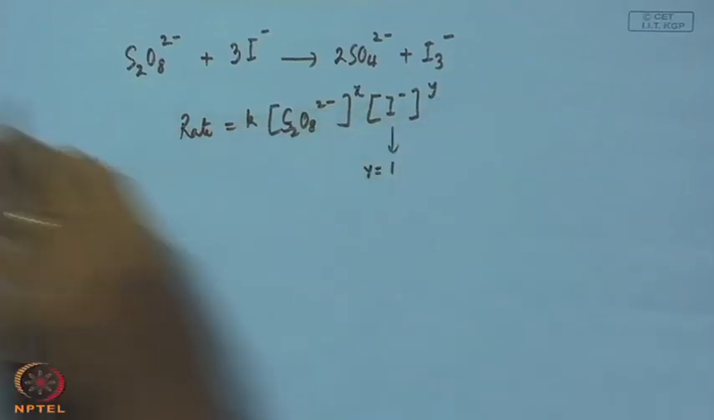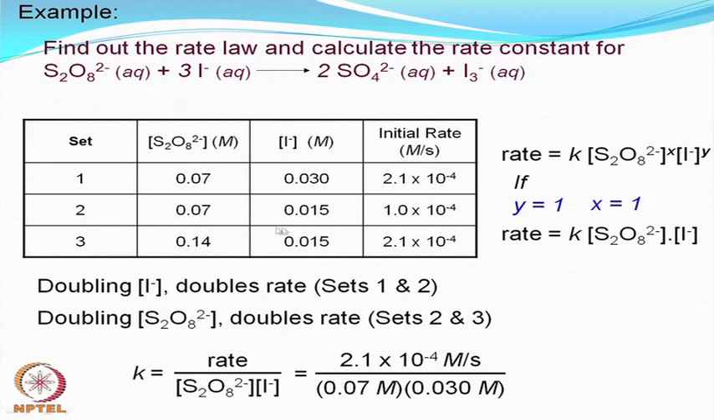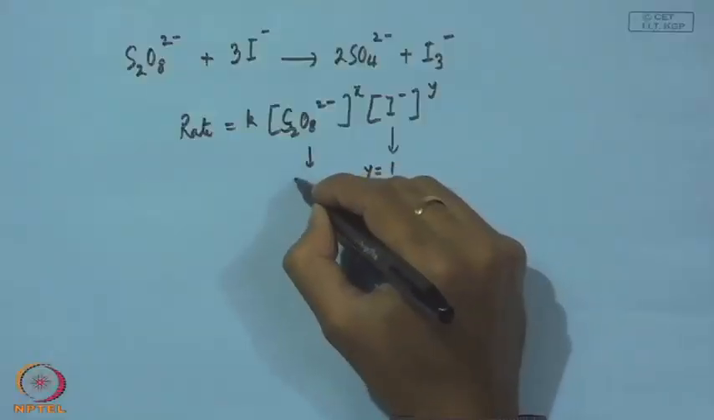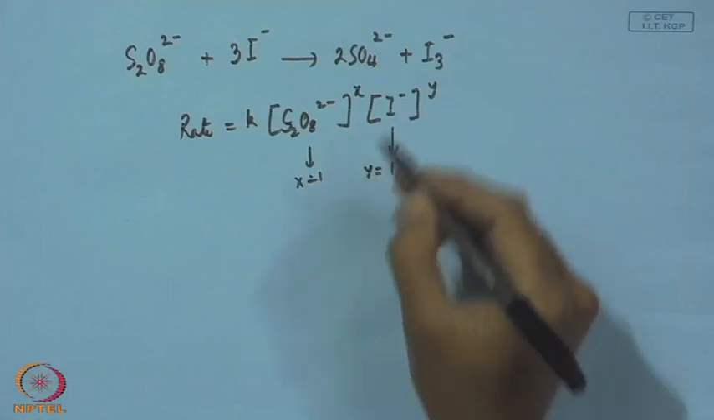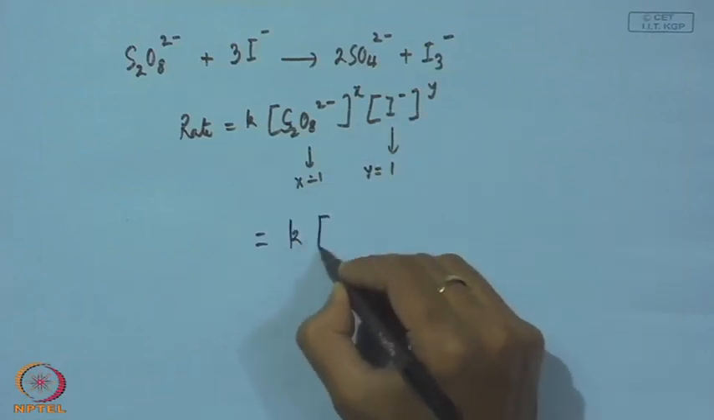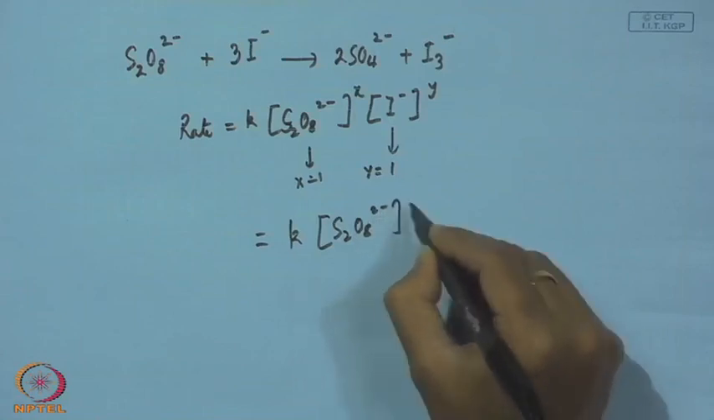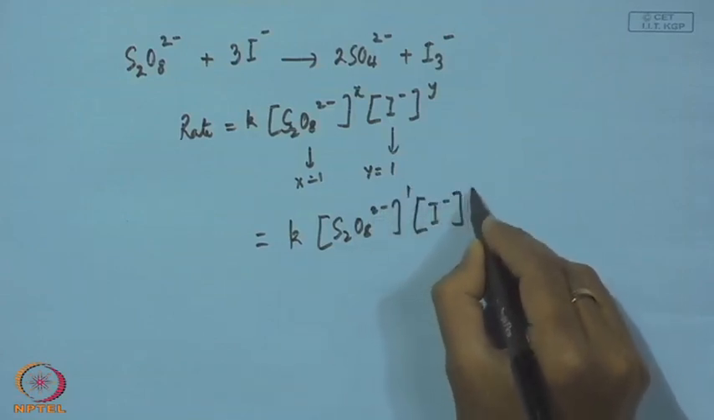Now, what about x? You see here, in these two cases, 2 and 3, the iodide concentration remains the same. So, we are now looking at the effect of changing the concentration of persulfate. It is 0.07, doubled to 0.14, and you see that the initial rate is doubled. That means, in the same way, we can say that for persulfate, x is 1. So, the rate is nothing but k times S2O8 2 minus to the power 1 and I minus also to the power 1.